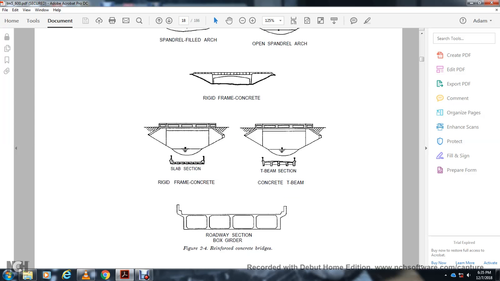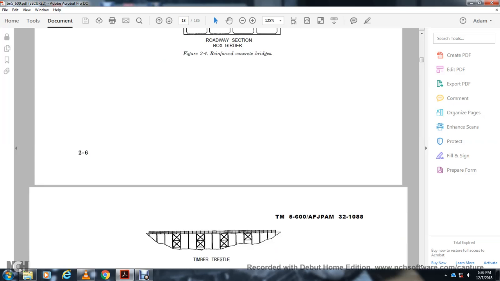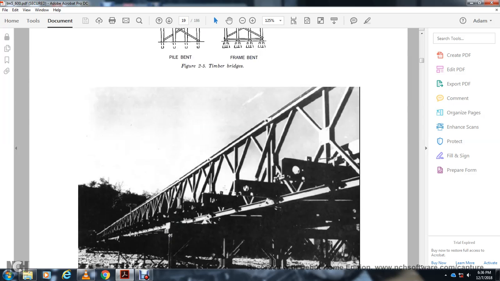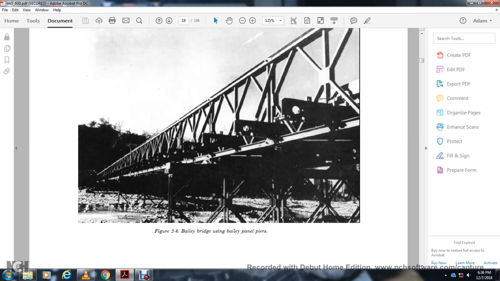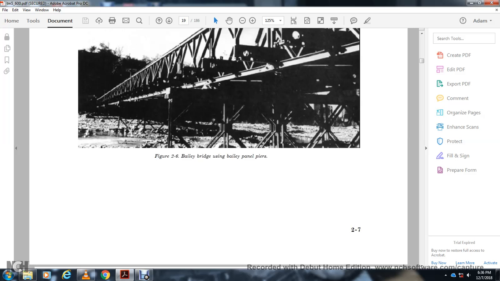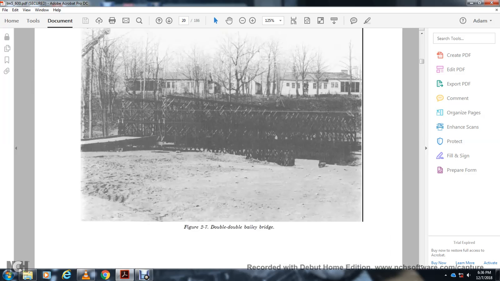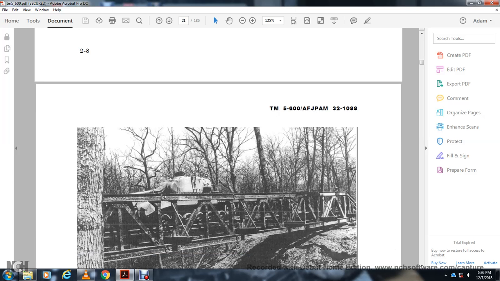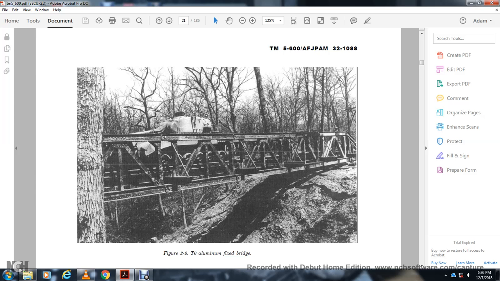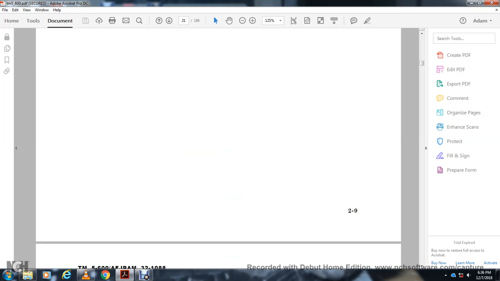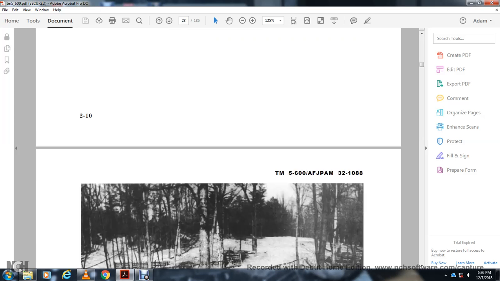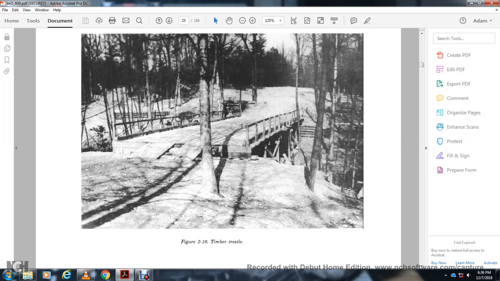Roadway section, box girder, reinforced concrete bridges, Figure 2-4, timber trestle, pile bent, frame bent, and then it shows a picture of your rail Bailey bridge using Bailey panel piers. And then this one would be a double Bailey bridge, your T6 aluminum fixed bridge, a class 50 M4 trestle bridge, aluminum, and this one is a timber trestle.